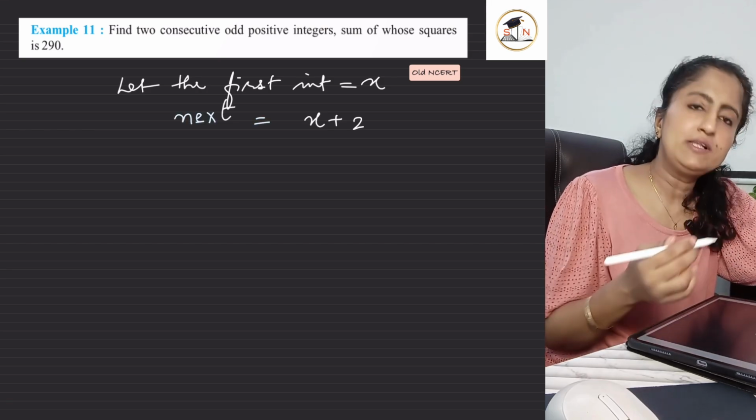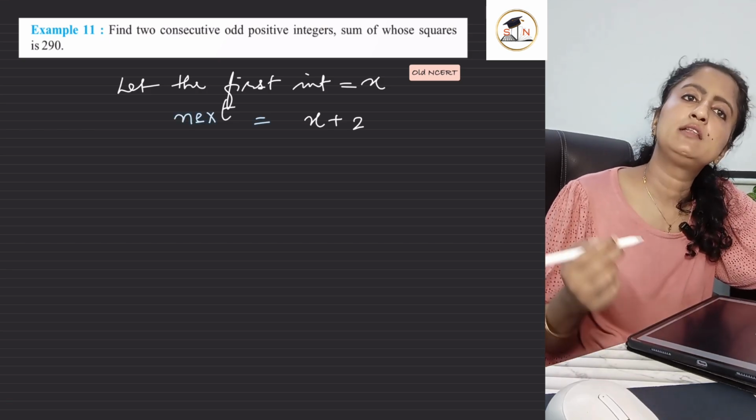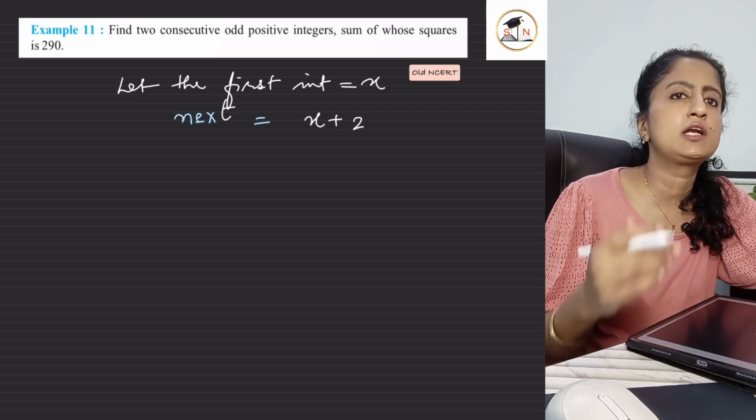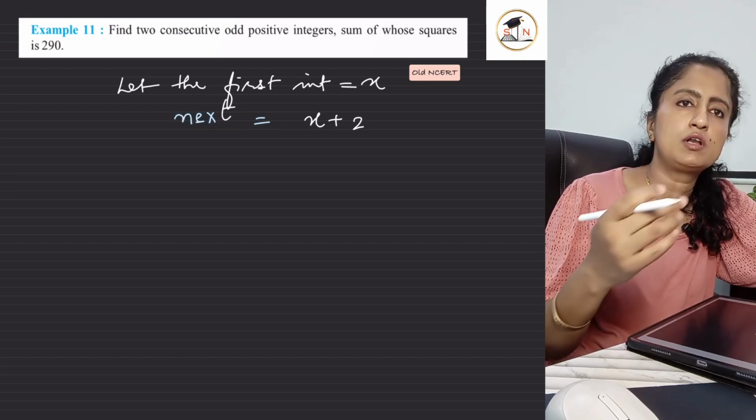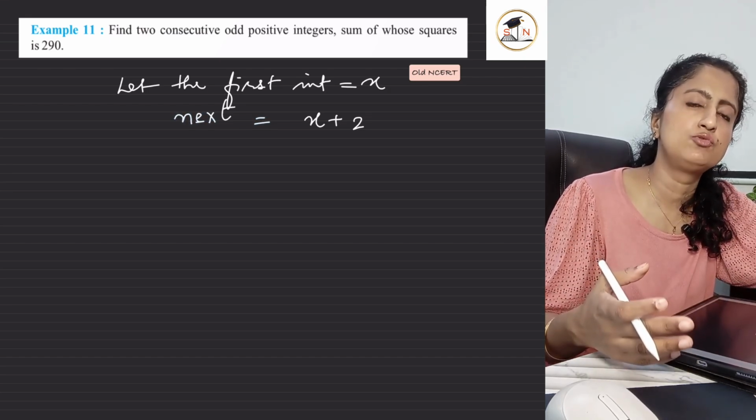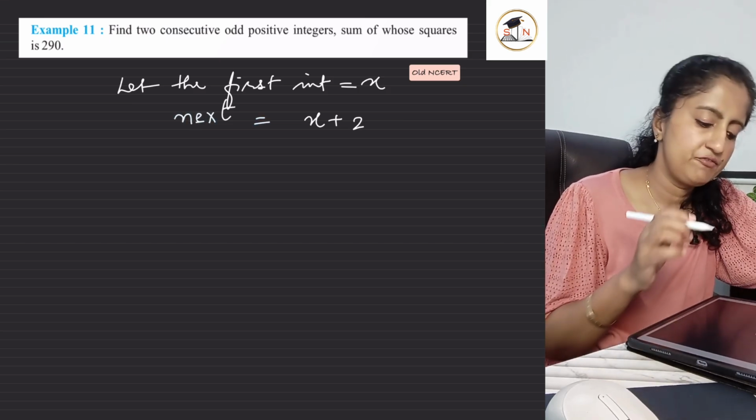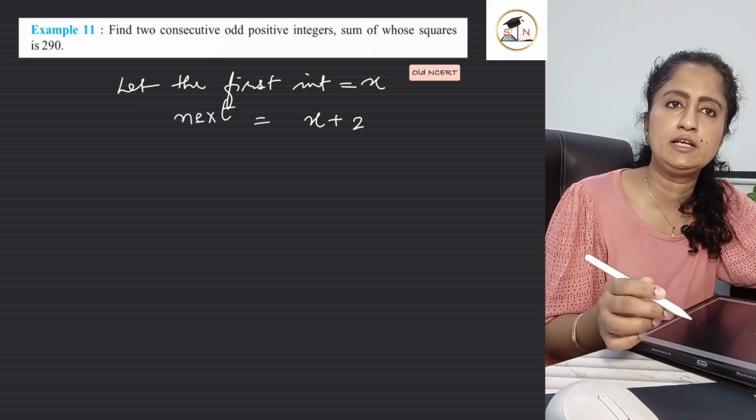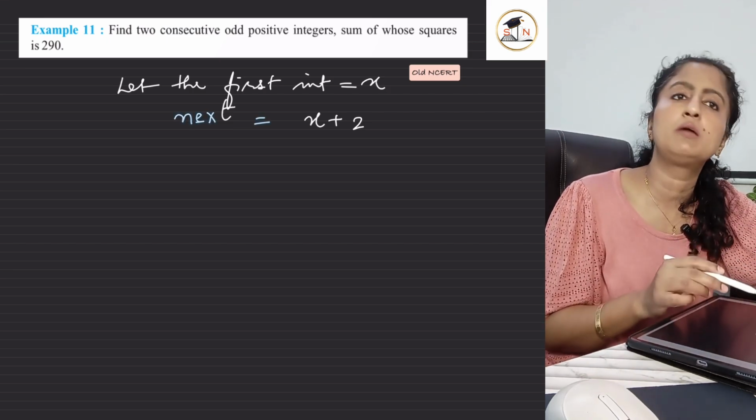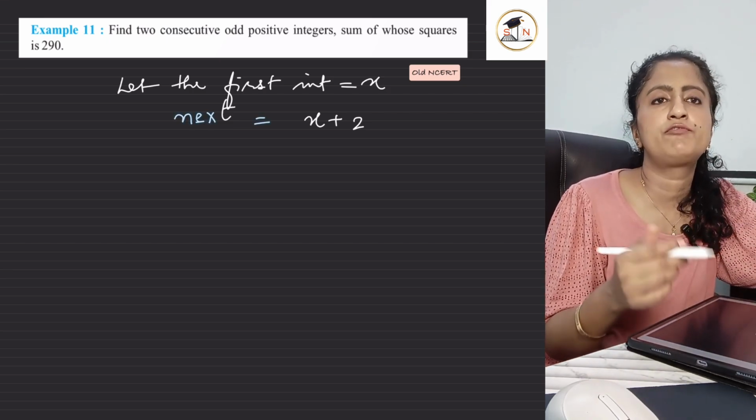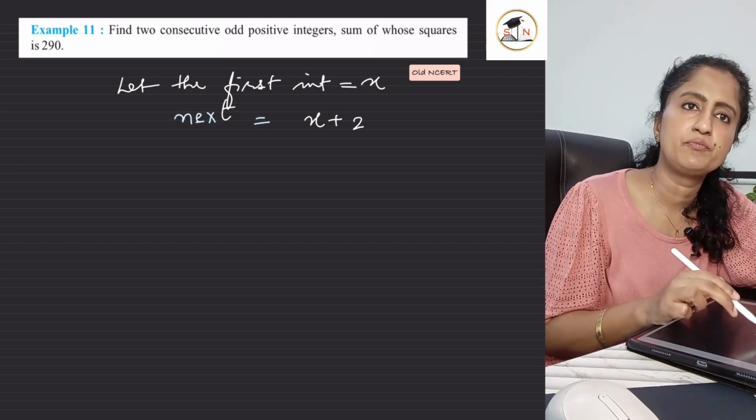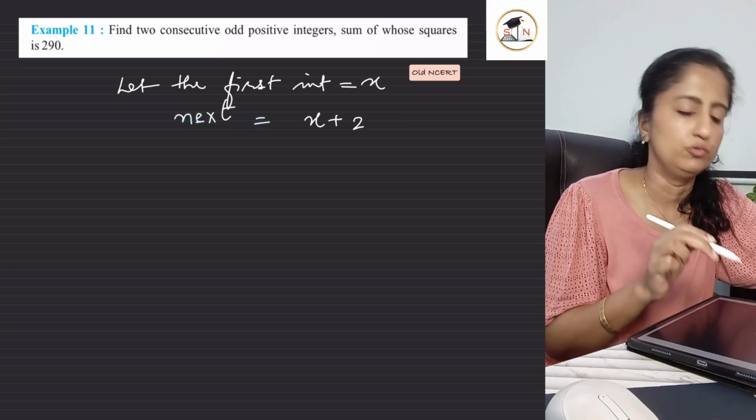Why? You will see that at the end, you will get the odd answer only because the equation is such that you don't need to take 2x plus 1 and 2x plus 3 for odd or 2x and 2x plus 2 for even. Nothing like that. Whenever we are talking about two consecutive integers, that is x and x plus 1. But since over here we're talking about odd, there has to be a gap of two between them. That is why I took the first number as x, the next number as x plus 2, right?